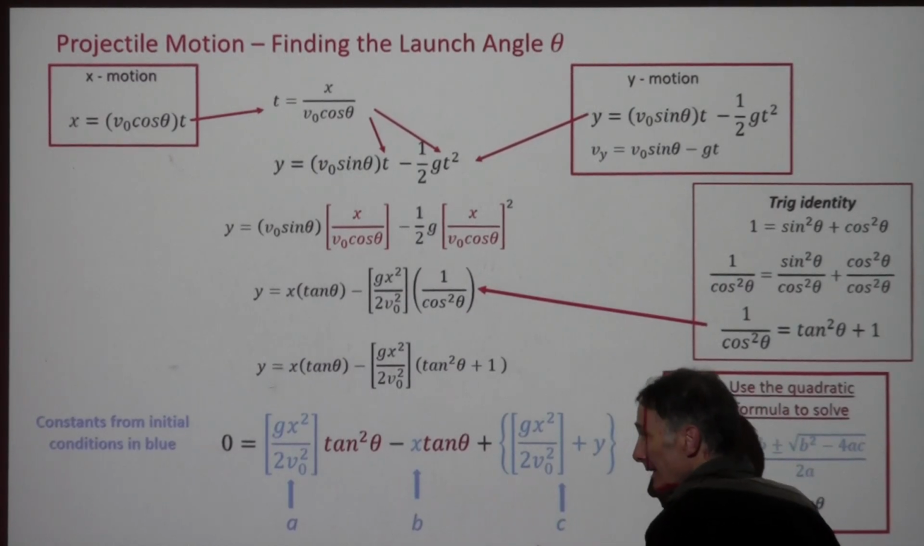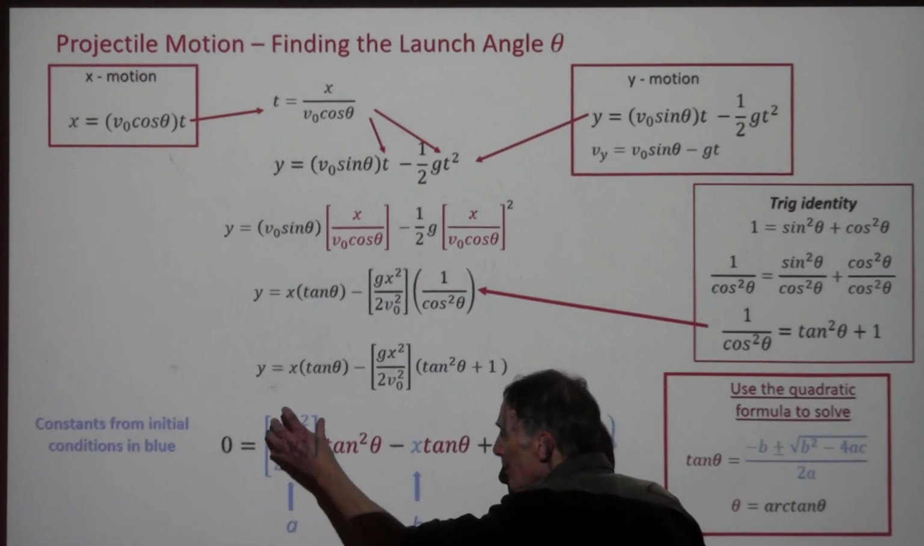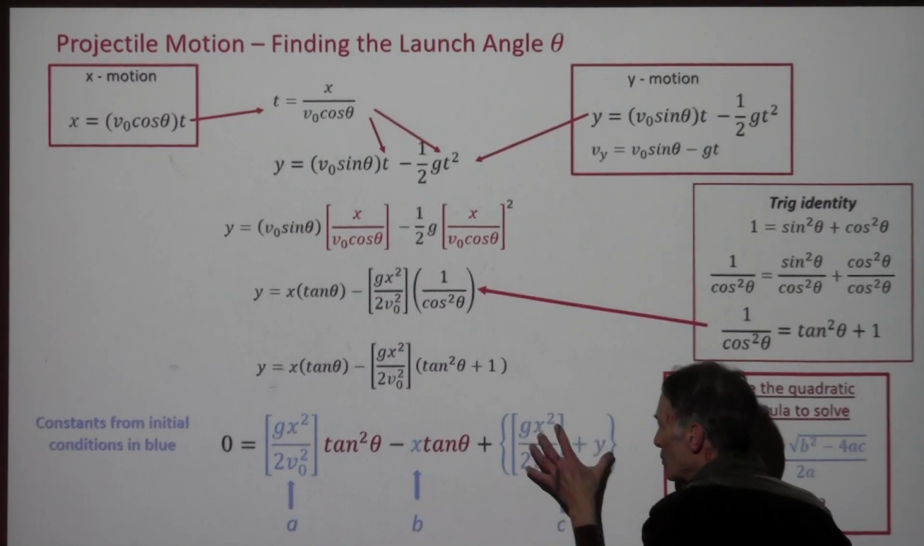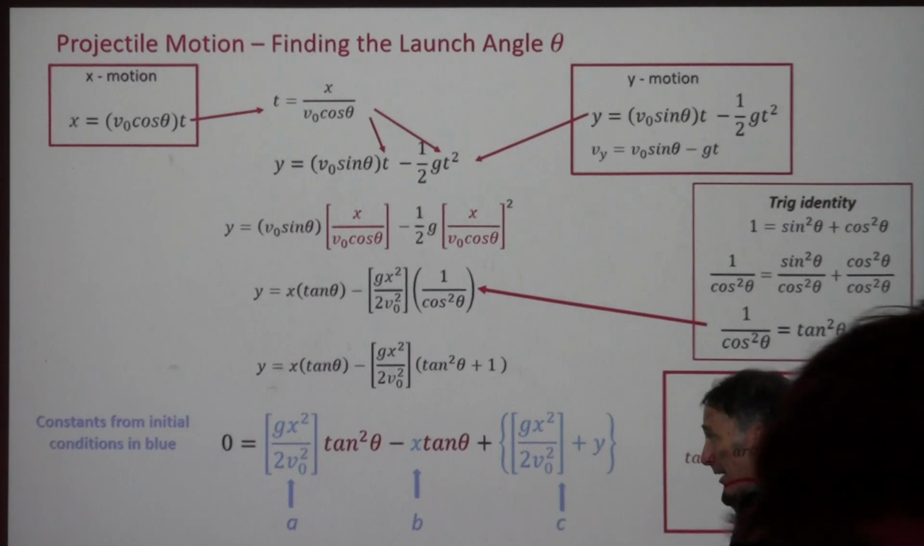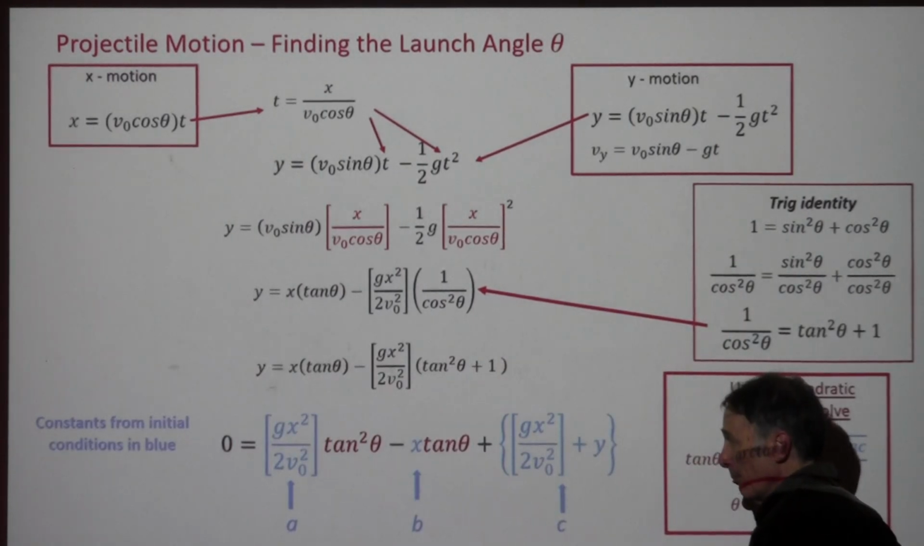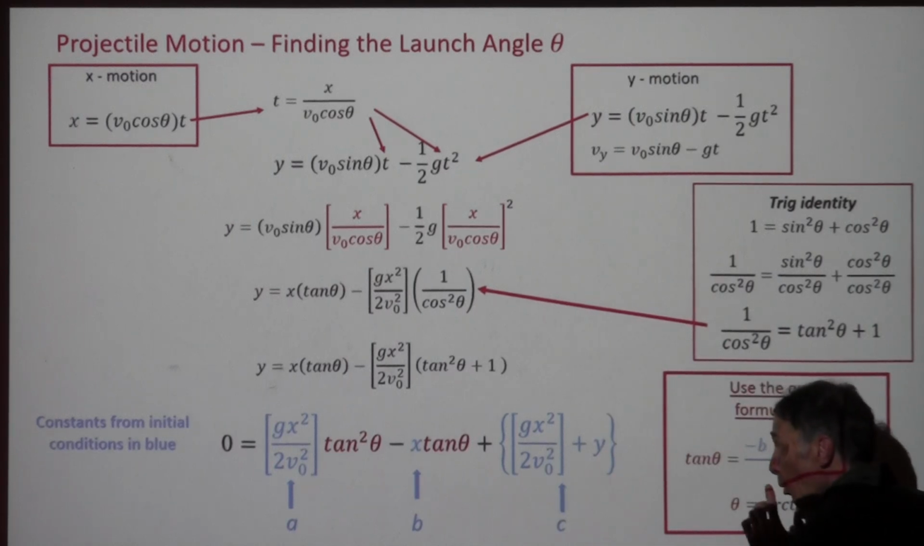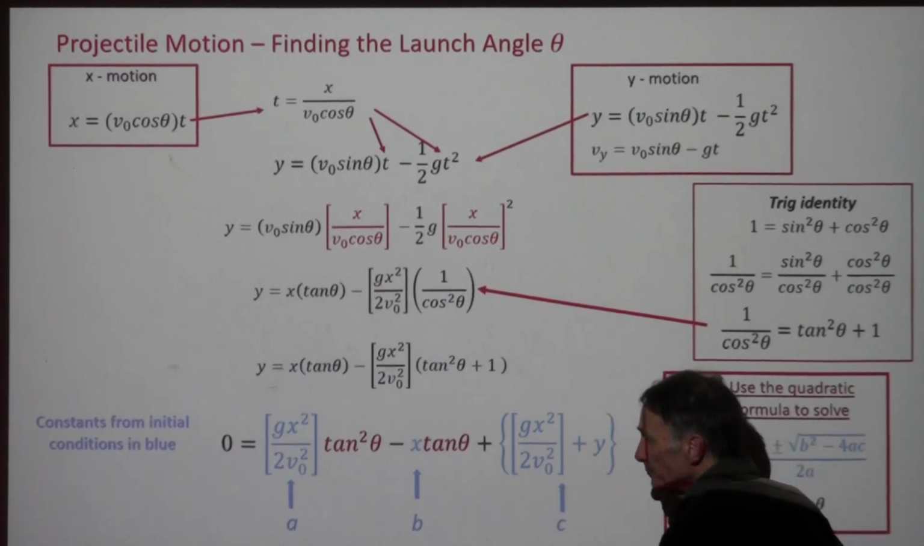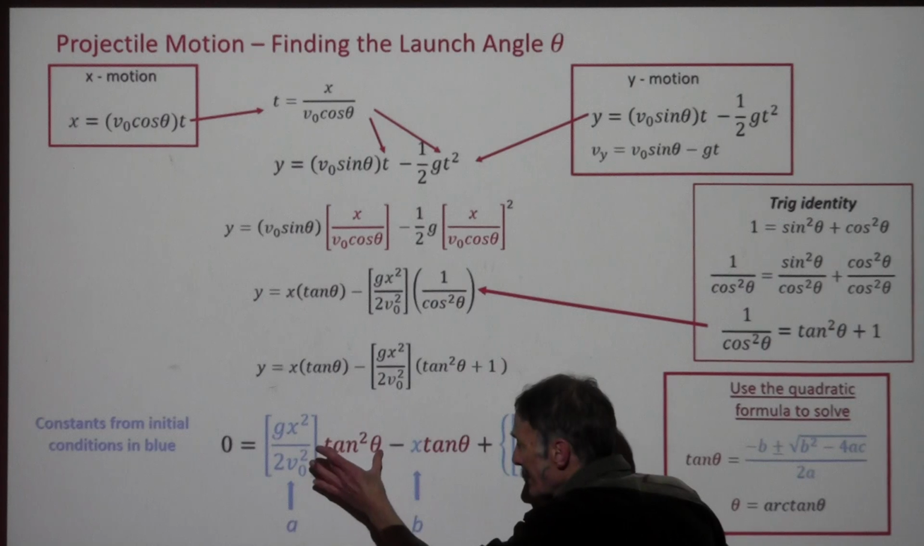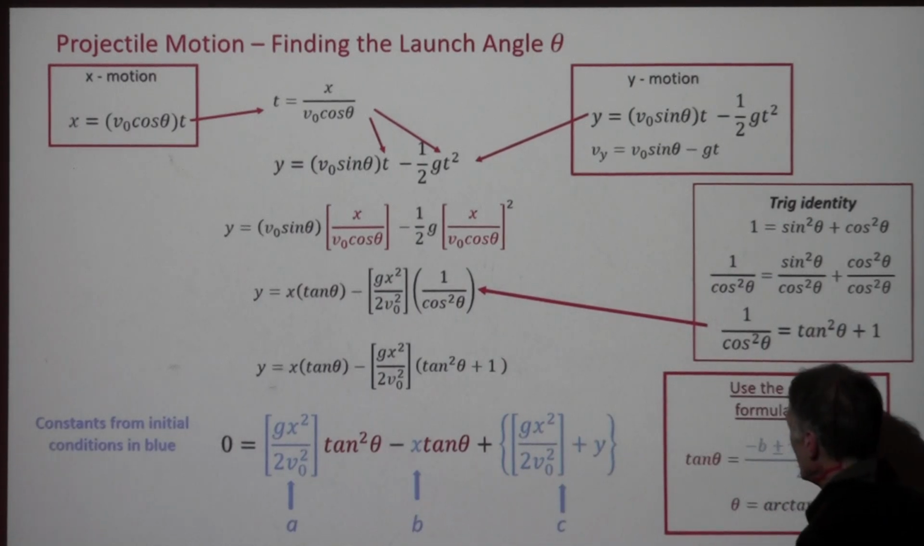And this is tricky. We've got this, but again, this stuff in blue is stuff you should be able to just punch into the calculator from what's given in the problem. And then it's a question of solving for theta. Now, once you get it in this form, look at it. We've got a tangent squared. We've got a regular tangent.